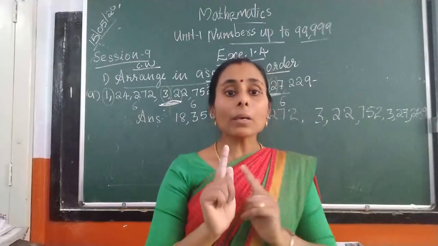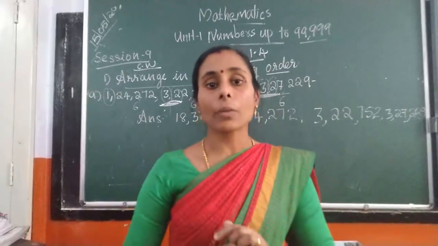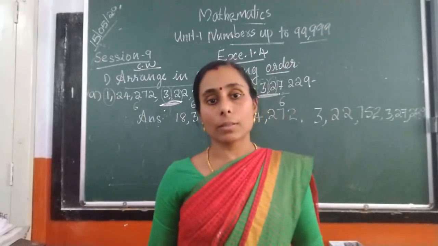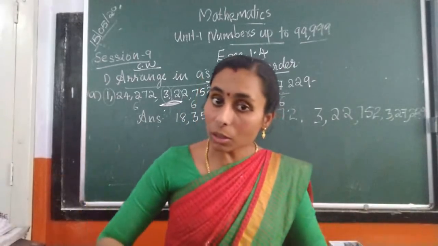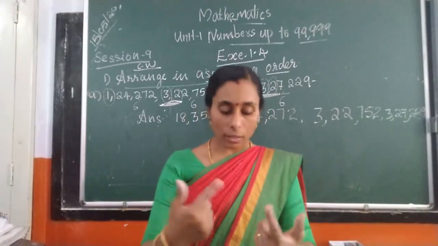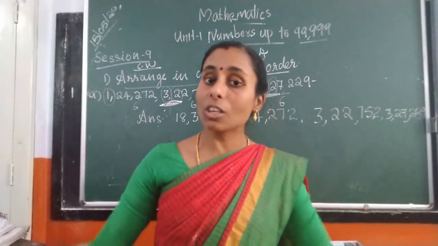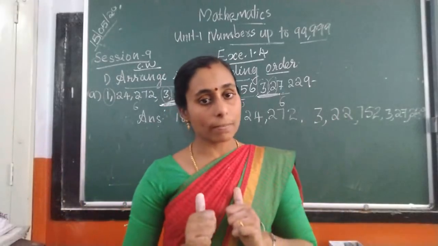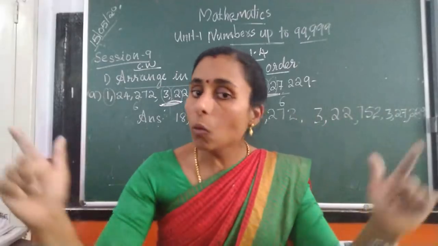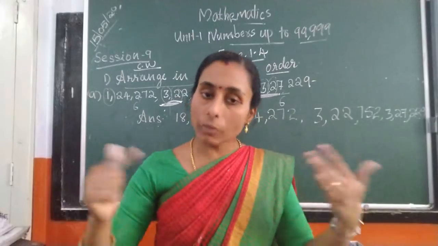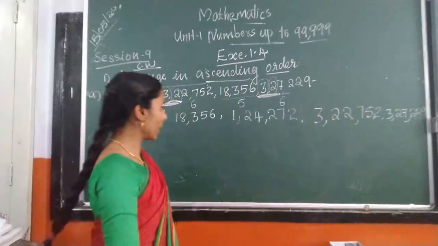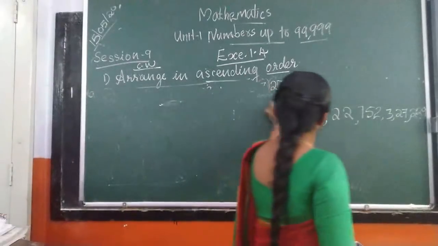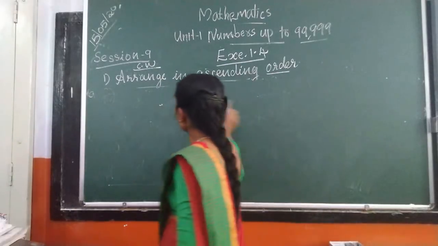Then if two numbers have the same highest place, we should go to the next value. That is, if it is the last place, we go to the 10,000 place. If two numbers are the same in the last place and 10,000 place, we go to the 1,000 place. If the last place, 10,000 place and 1,000 place are the same, we go to the 100 place. If four digits are the same, we go to the 10th place. And if 5 digits are the same, we compare only the 1st place. If all numbers are equal, which symbol do we place? There we place the equal symbol. Is it clear? Yes. I am going to explain one more question next. Question number B.